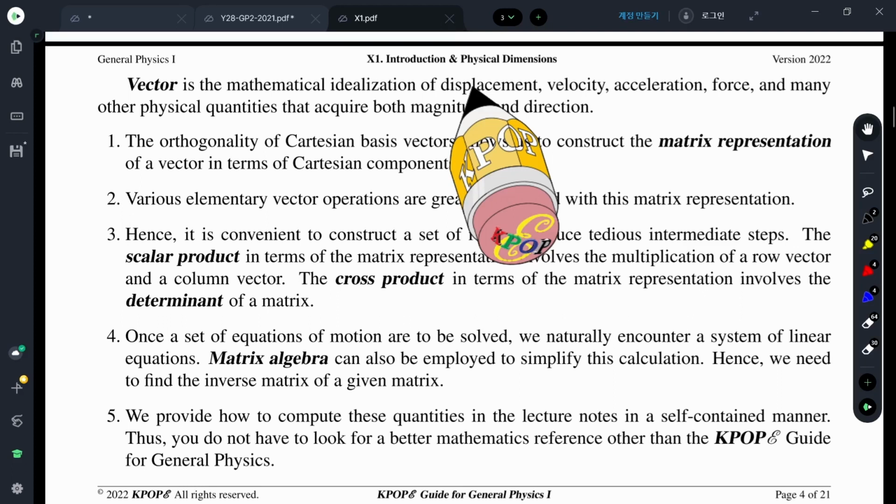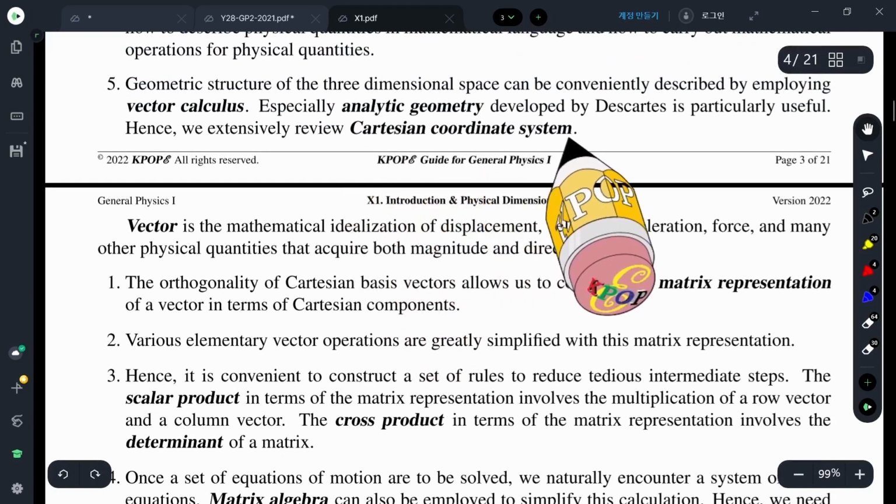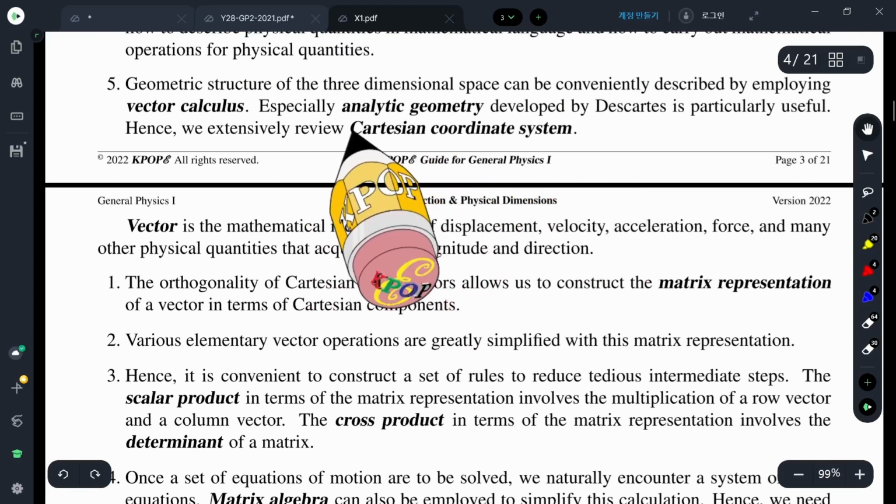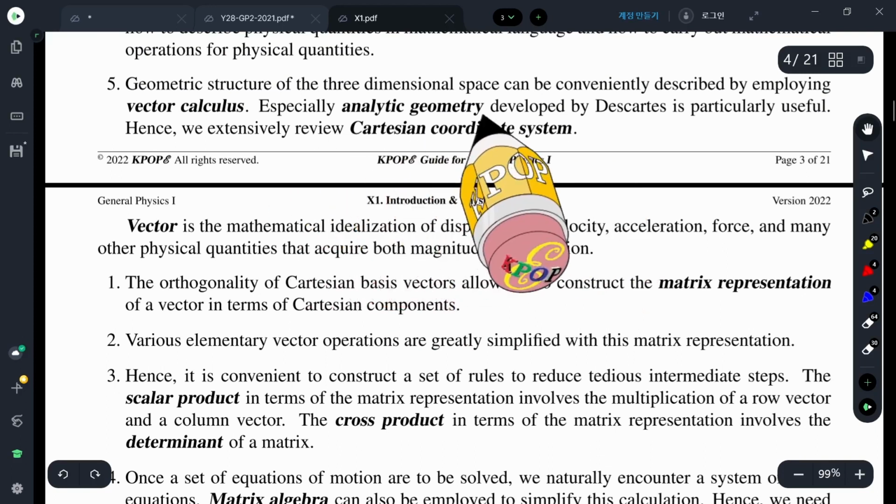Those physical quantities are expressed in terms of vectors, and vectors are compactly expressed in terms of the Cartesian coordinate system. That is called analytic geometry. Euclidean geometry does not use any coordinate system, but Descartes introduced the coordinate system using basis vectors. Cartesian coordinates are three linearly independent vectors. They are orthogonal, and for convenience, the lengths of all the basis vectors are chosen to be 1.